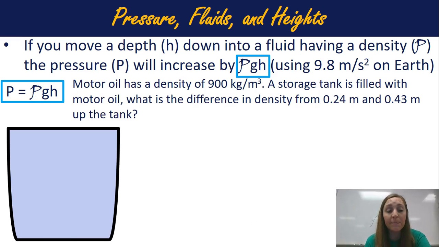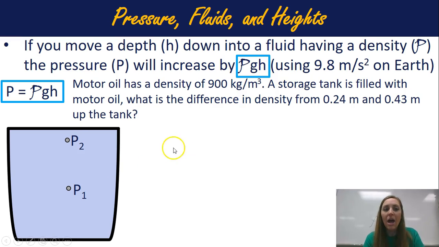So let's do a practice problem. Motor oil has a density of 900 kilograms per meter cubed. So if you have a storage tank that's filled with motor oil, so we're pretending that this is our storage tank, what is the difference in pressure from 0.24 meters and 0.43 meters up the tank?